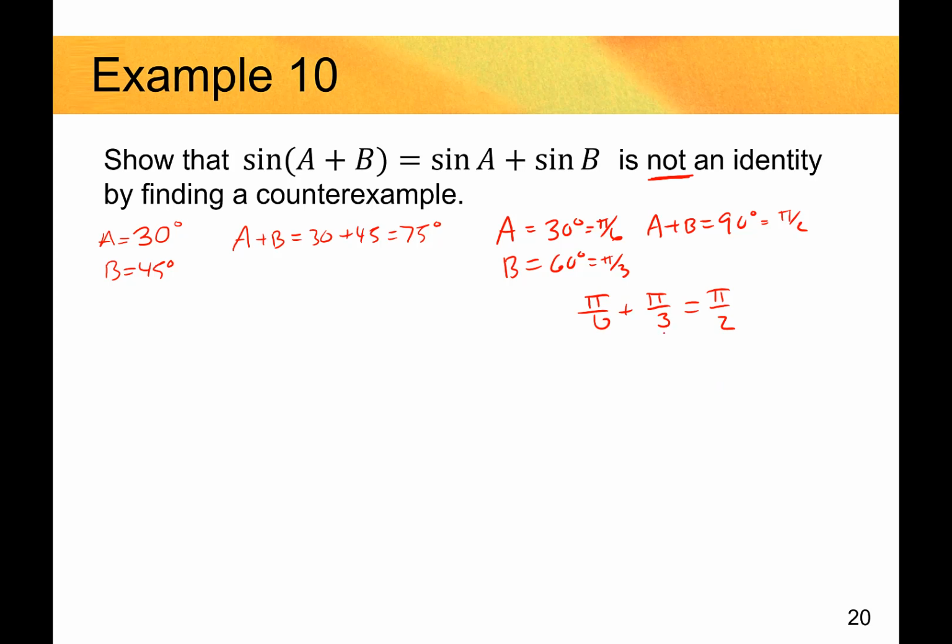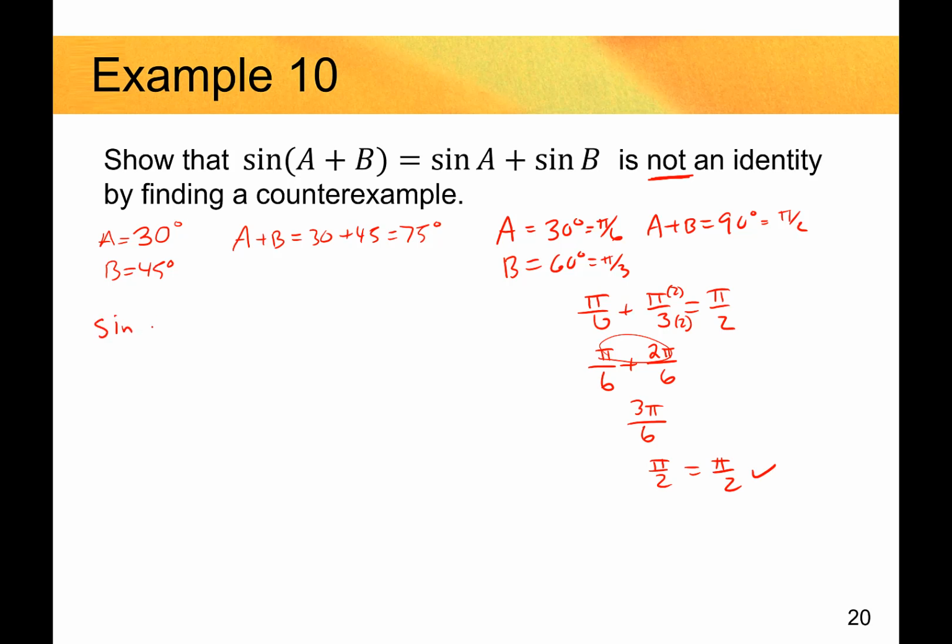Now let's see, I guess we need common denominators, which would be 6. That needs a multiplier of 2, therefore that gets a multiplier of 2, so 2 pi. And adding the tops together, leaving the denominator the same, gets me 3 pi over 6, which gets me pi over 2. That is perfect. Okay, just verified that is true. Now let's go with our example here.